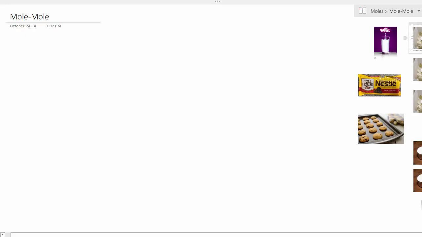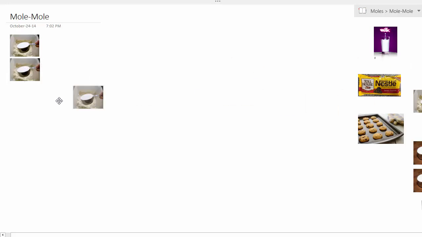Okay, let's look at a mole-mole problem. But rather than just a mole-mole problem, let's look at something that we're a little more familiar with. Let's look at a recipe. Alright, so let's consider baking some cookies.